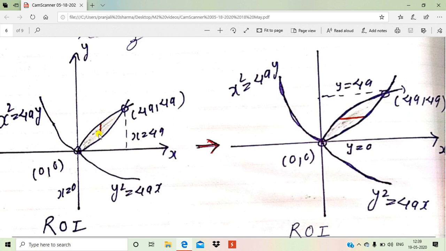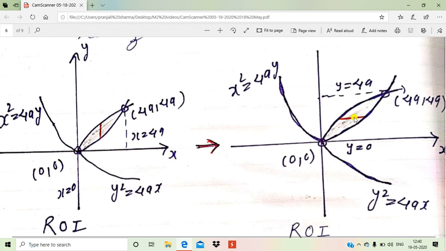So if we have to change the order of integration, then we have to make the horizontal strip. So we make this vertical strip horizontal on the same region of integration. You remember that the region of integration will be constant. So now we have made the strip horizontal. So this will decide the limits of x.